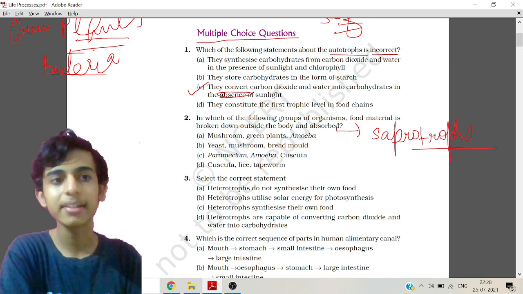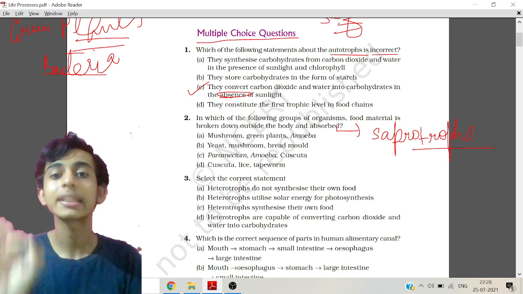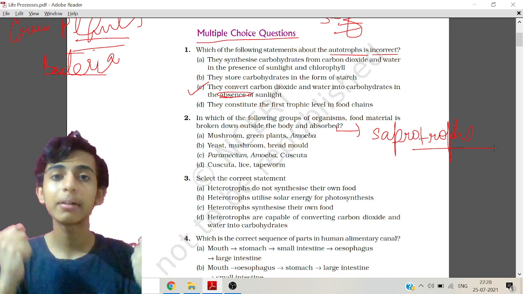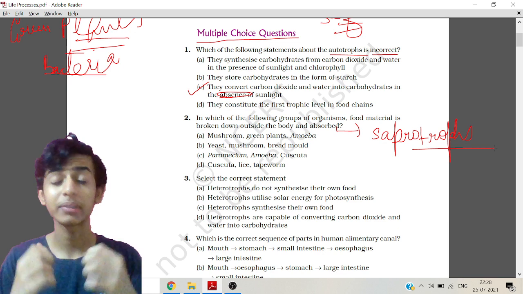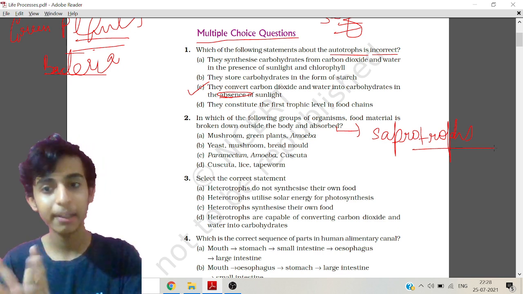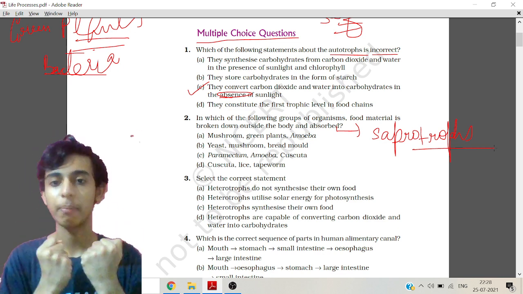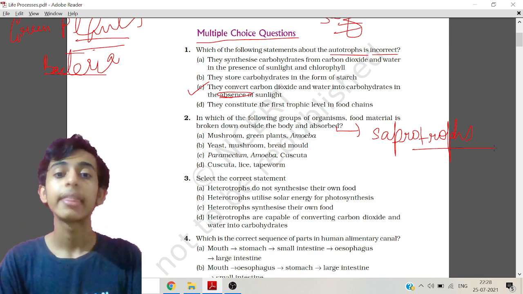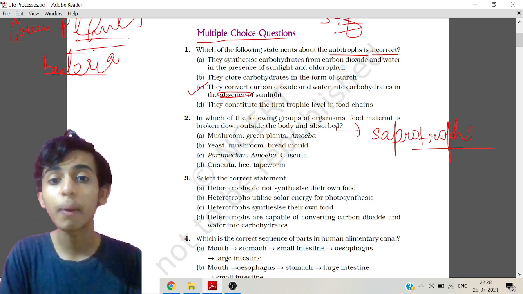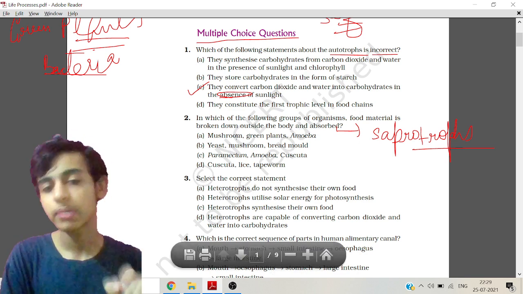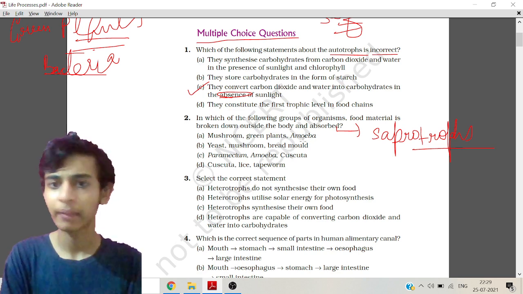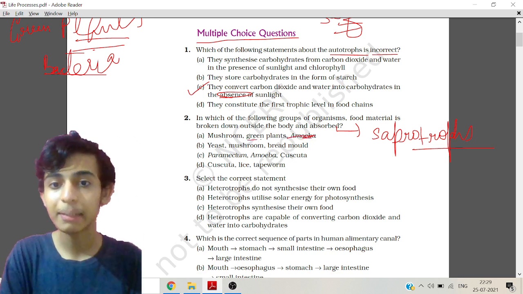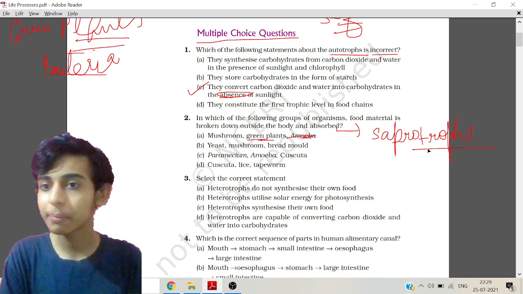Because this is the characteristic feature of saprotrophs, that they break down the organic material, or I would say the inorganic material, outside their body, and then they absorb it. So they absorb all the nutrients from that material. Now they are asking which group is doing this. The options are mushroom, green plants, amoeba. See, amoeba is holozoic, green plants are autotrophs, so they cannot be saprotrophs.